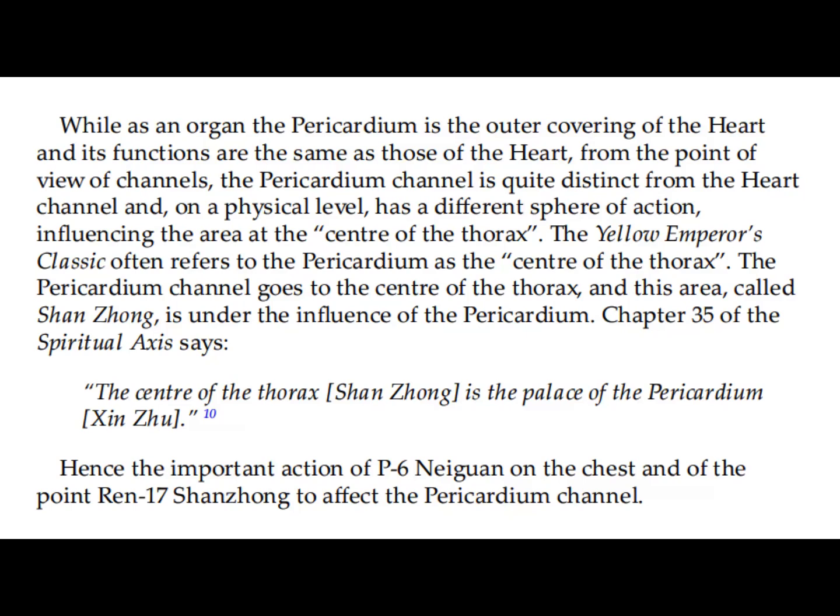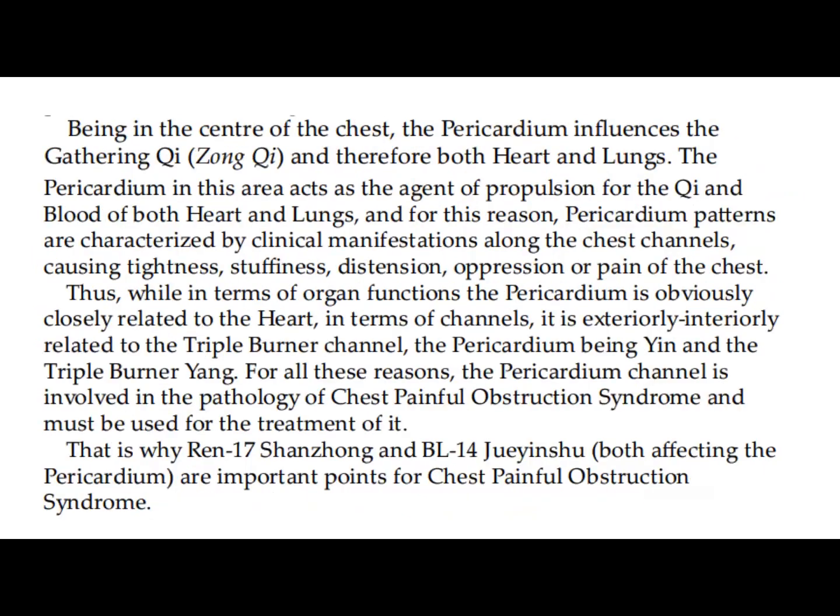Pericardium channel goes to the center of the thorax, and this area called Shanzhong is under the influence of the pericardium. Chapter 35 of the Spiritual Axis says, the center of the thorax is the palace of the pericardium, Shanzhong. Hence, the important action of Pericardium 6 on the chest and of the point Ren 17 to affect the pericardium channel. Being in the center of the chest, pericardium influences the gathering qi or zong qi, therefore both heart and lungs. Pericardium in this area acts as agent of propulsion for the qi and blood of both heart and lungs.